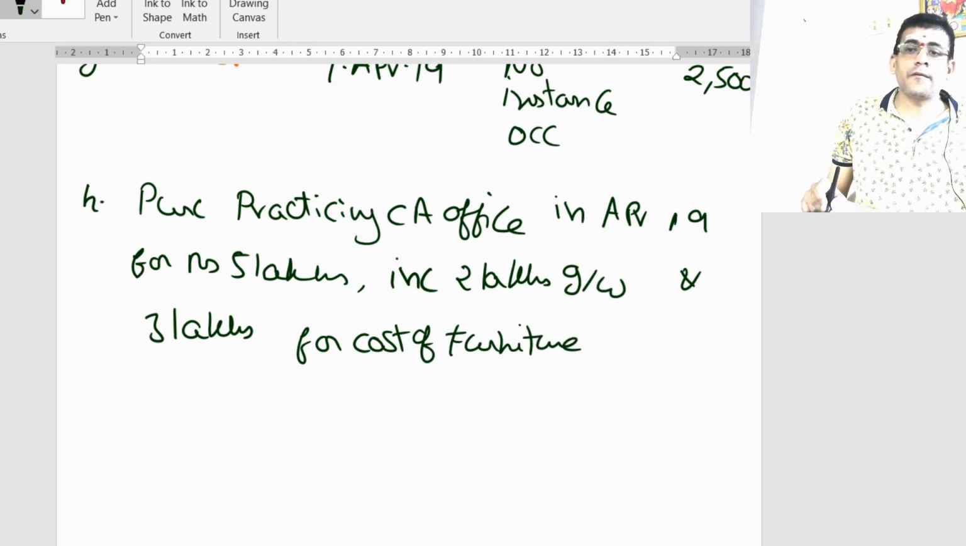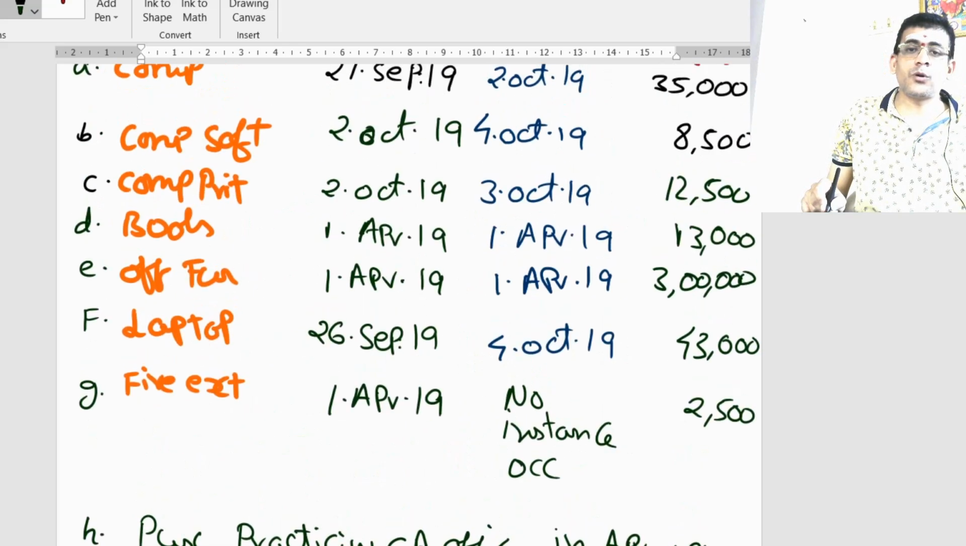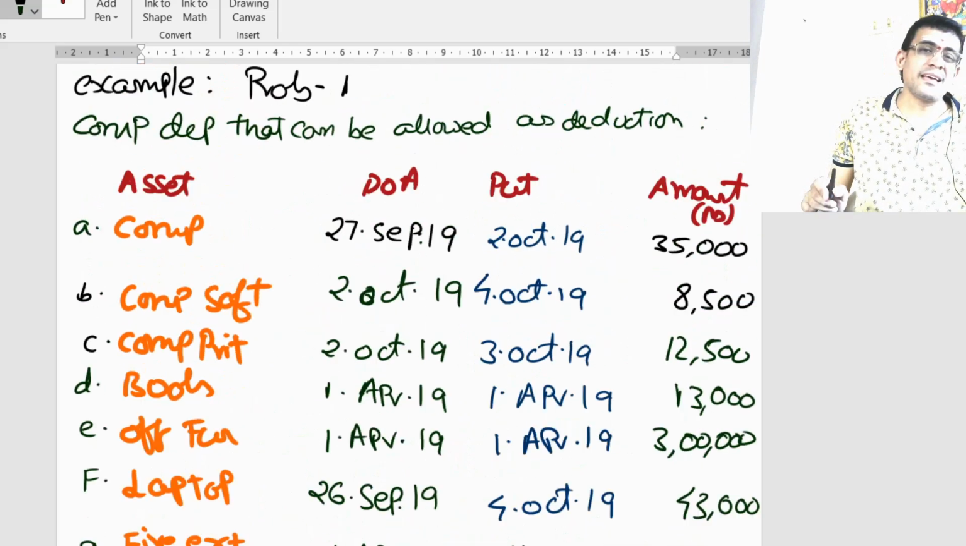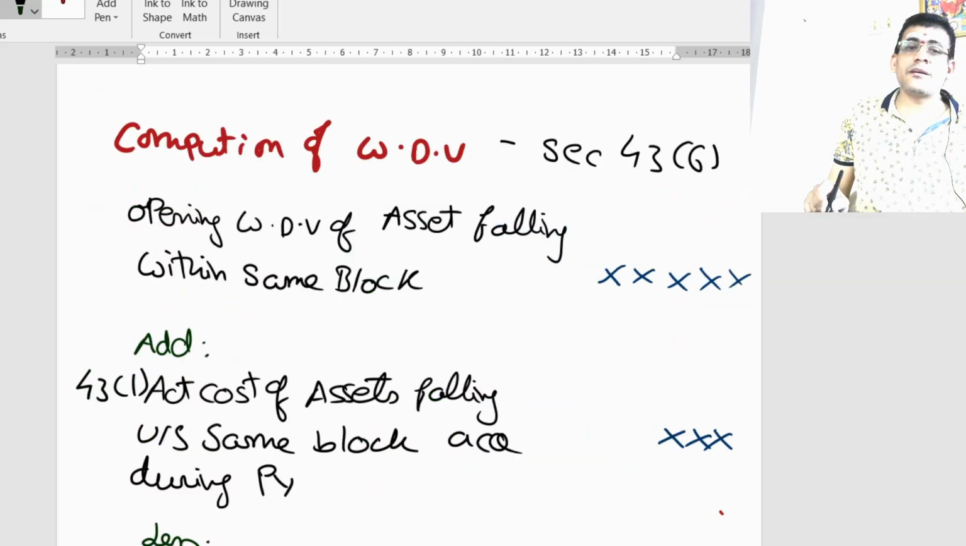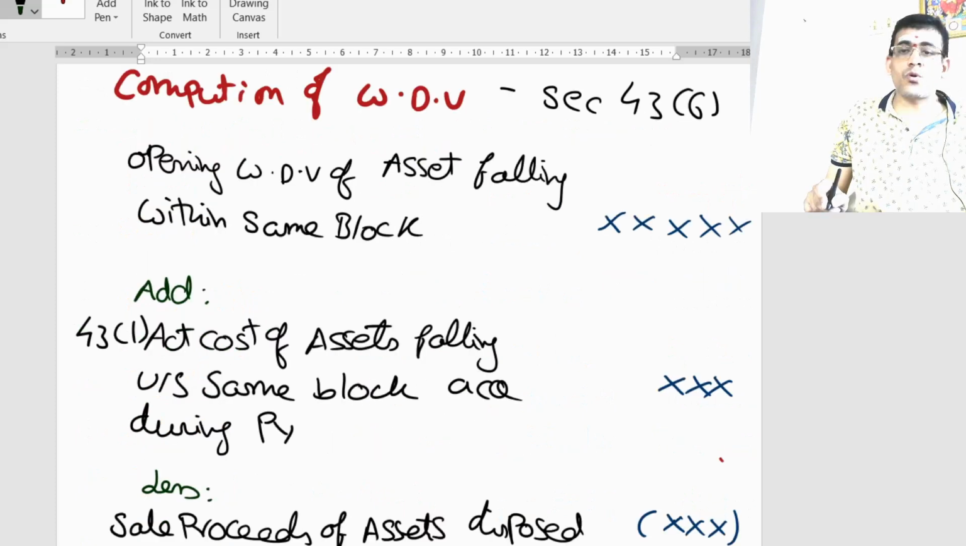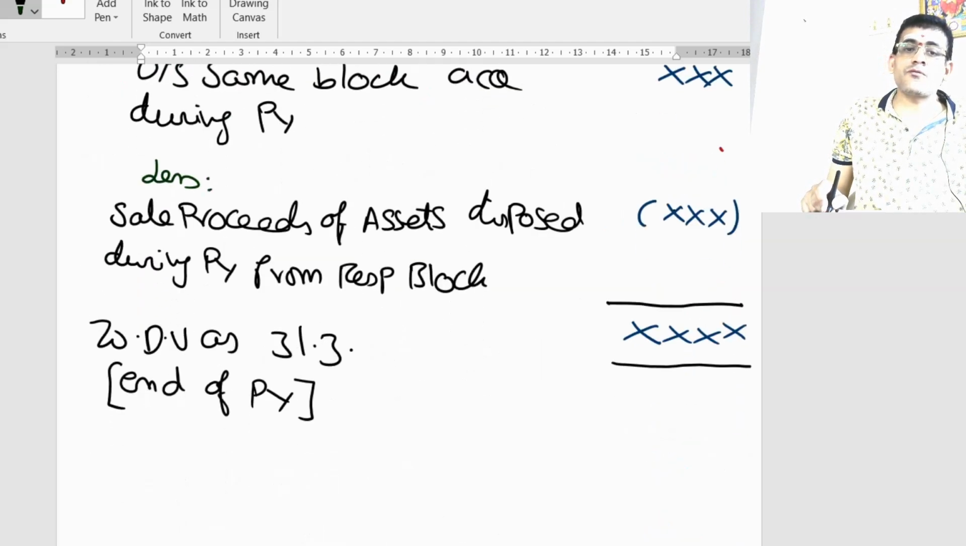For this problem, we need to compute depreciation. The calculation of WDV is quite simple, because all the assets are acquired during the financial year. So for all the blocks, my opening WDV is going to be nil, and I will only have the addition part. It is also mentioned clearly in the problem that no asset was sold, so the sale price is 0. The actual cost of acquisition will be the WDV as on 31st March.